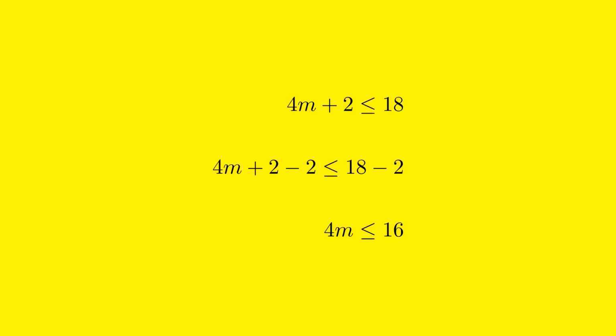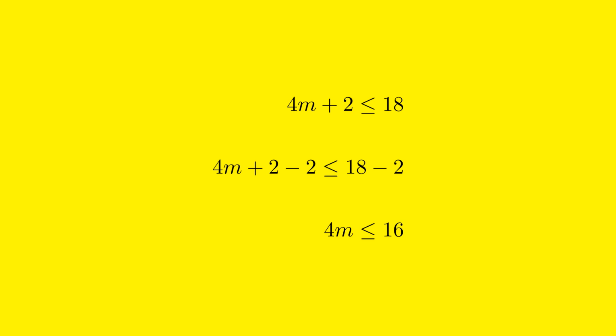To solve the inequality 4m plus 2 less than or equal to 18, we need to isolate the variable m on one side of the inequality sign. In this first step, let's focus on removing the 2 on the left-hand side of the inequality, 4m plus 2 less than or equal to 18. We can do this by subtracting 2 from both sides of the inequality. Let's perform the subtraction now.